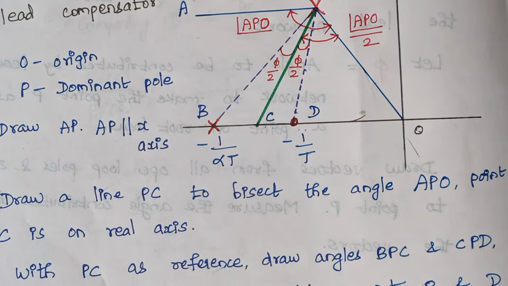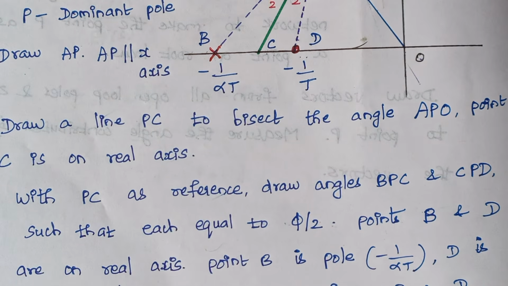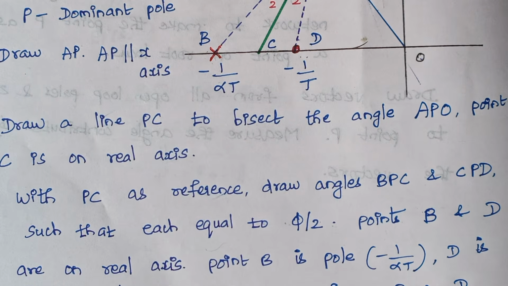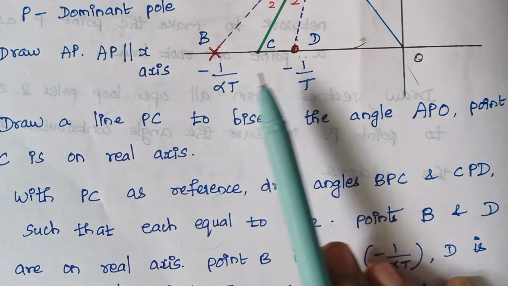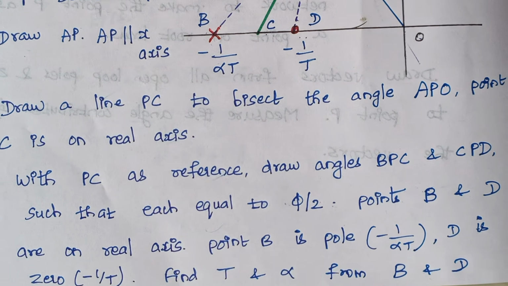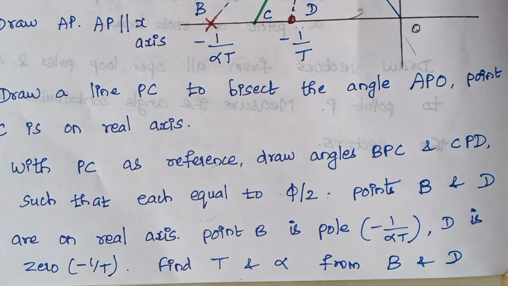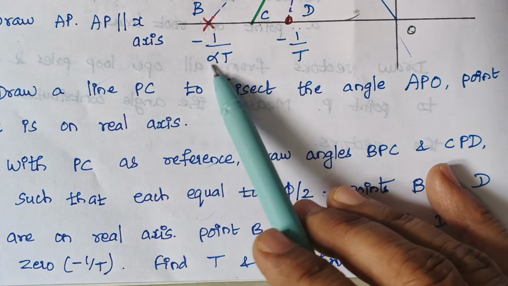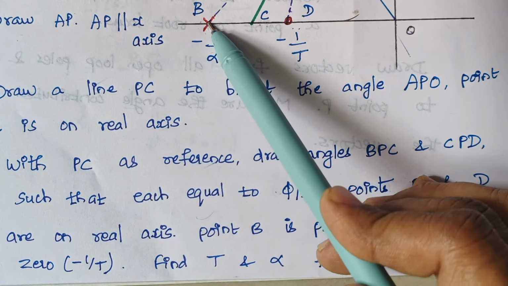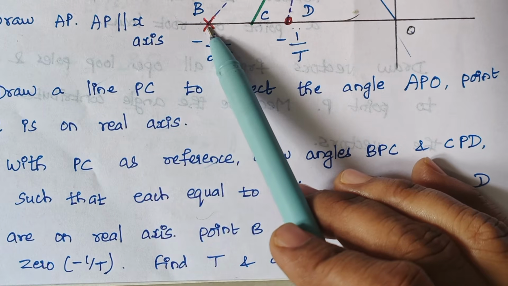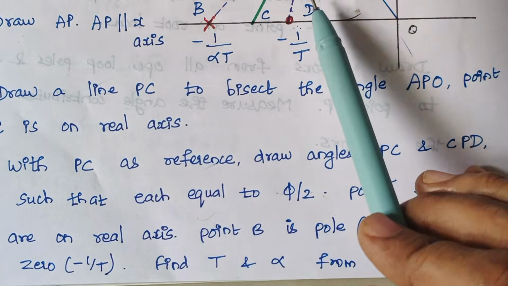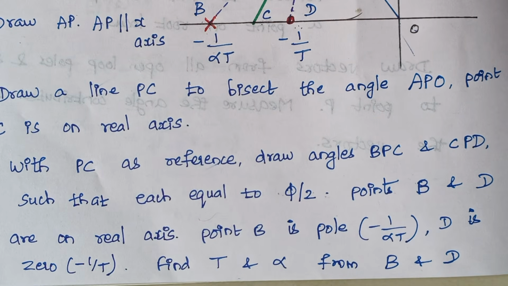Then the next one is that points B and D lie on the real axis. You see they lie on the negative x-axis. One is the pole, given by this term, and the zero is denoted as minus 1 by T. Find T and alpha from B and D. We are going to find the values of T and alpha from B and D, because we know the value of B, since it is on the x-axis, something like minus 5.2 or so. Similarly D also. So from these points we can find the values of alpha and T.